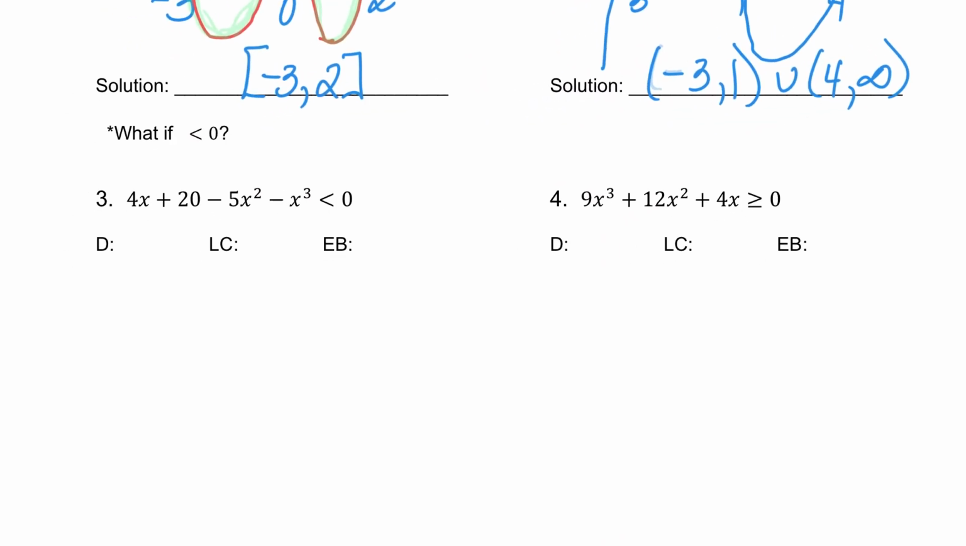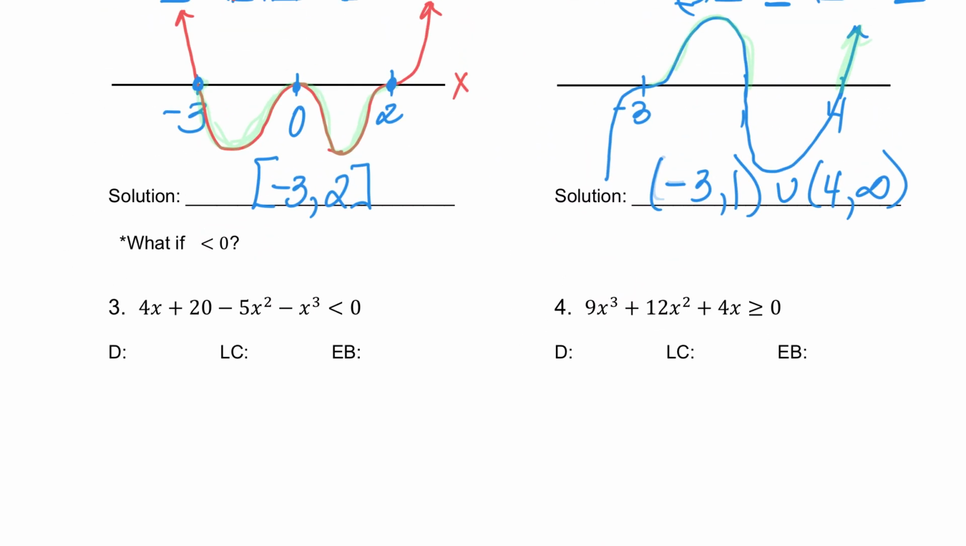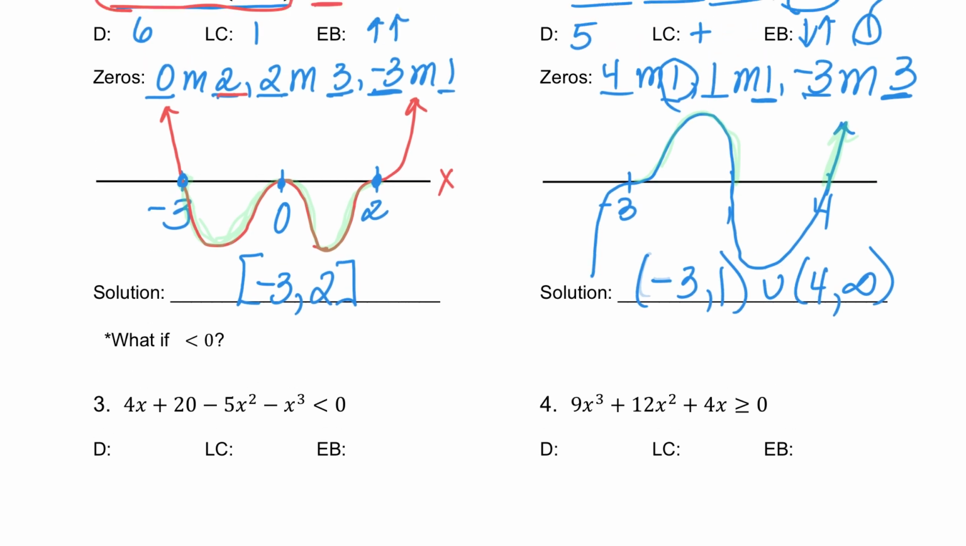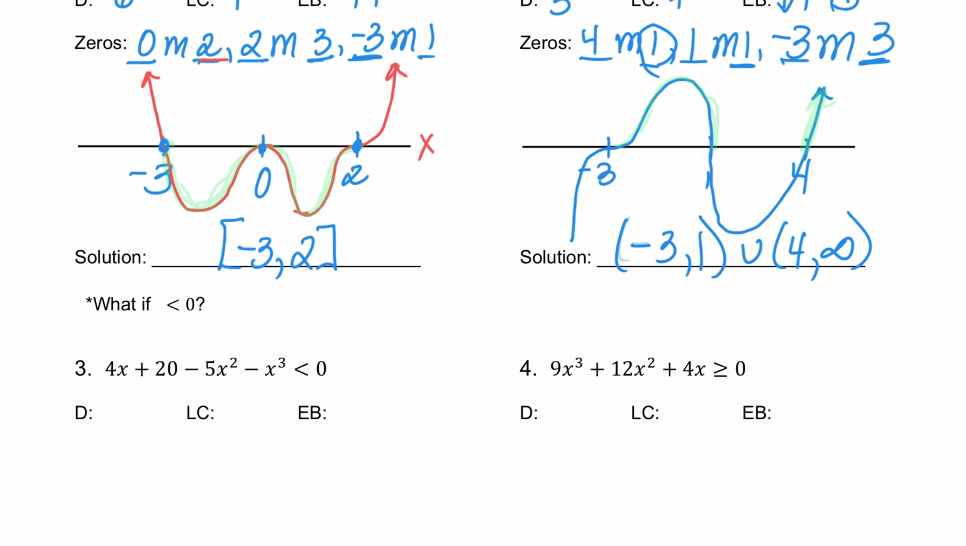Okay, 2 more. Oh, this one said, what if we wanted it less than 0? Then the only difference is it would have a parentheses instead of a bracket.